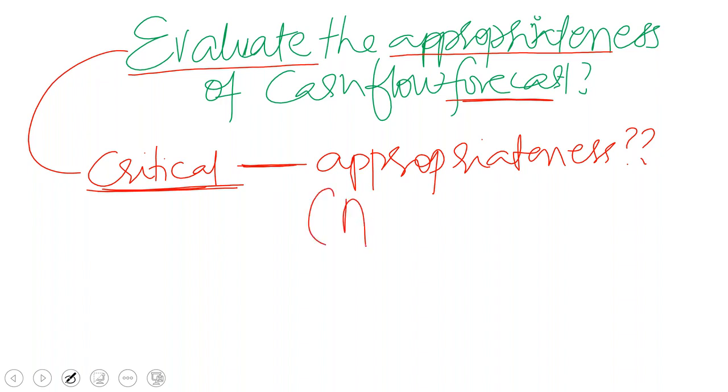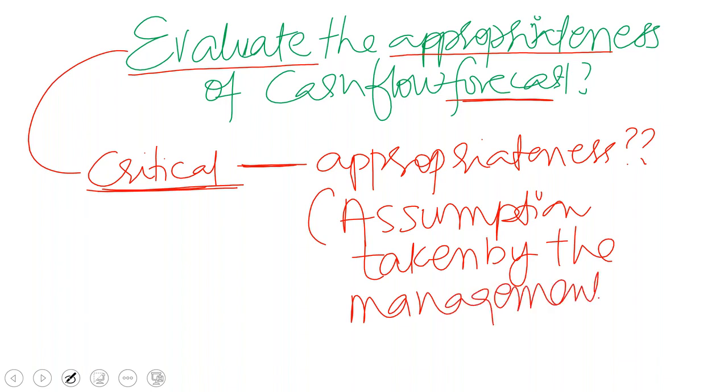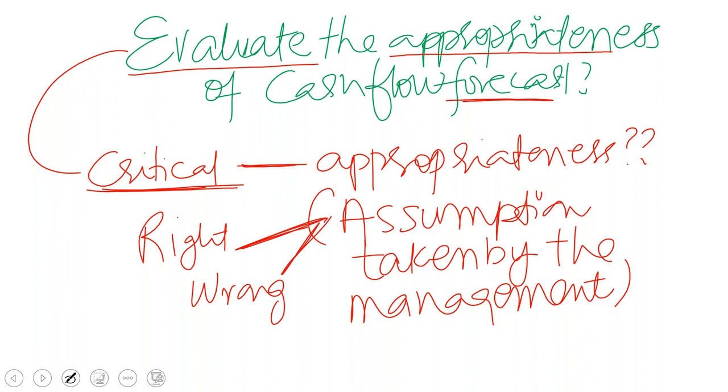Appropriateness of the assumptions taken by the management. Right? Critical evaluation of the assumptions. Now, obviously, a cash flow forecast is based upon assumptions, and those assumptions are taken by the management. So should the auditor critically review the assumptions to ensure these assumptions are either right or wrong? So can the critical evaluation result in both sides?